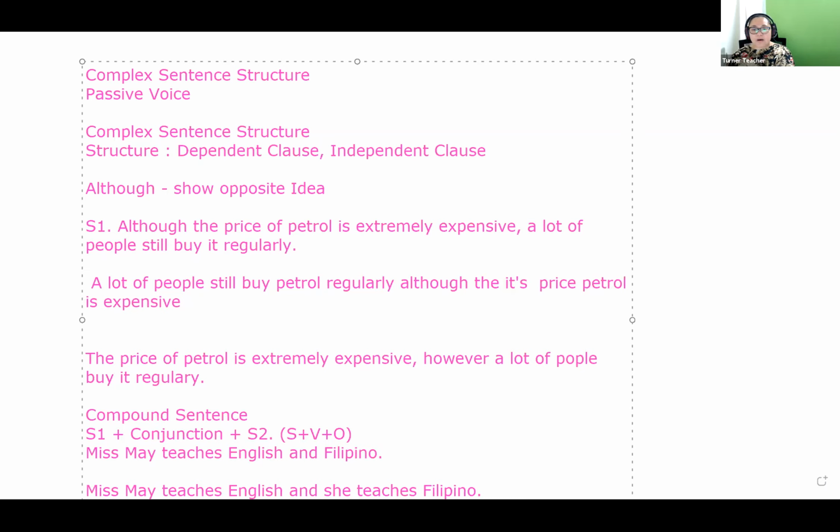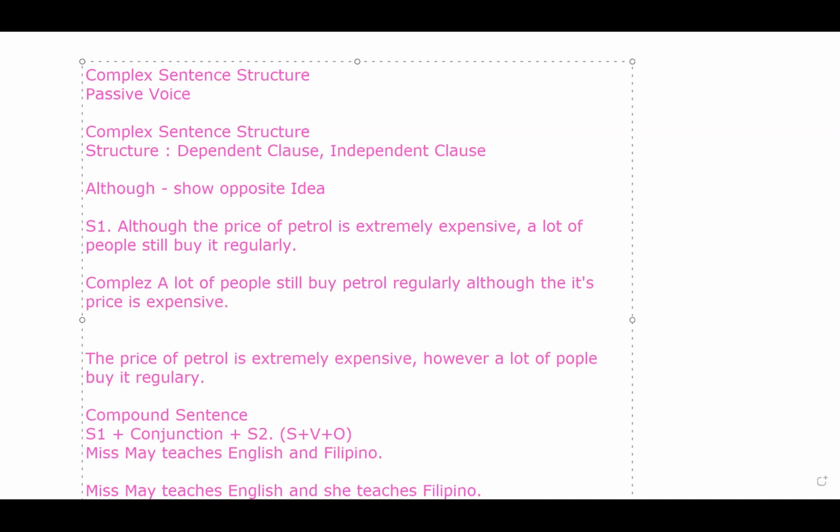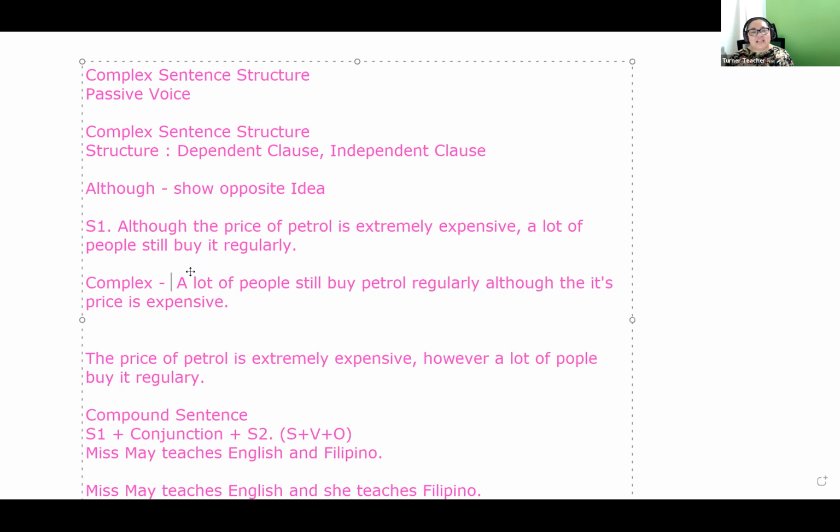This is still a compound sentence, inverted only. Yes, that's possible. Just make sure that one is dependent and another one is independent. So this is a compound sentence and the top one is a complex sentence. This is still complex, because even if you take this out, a lot of people still buy petrol regularly.